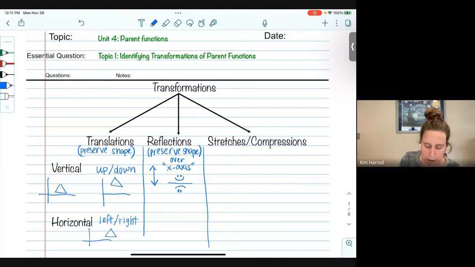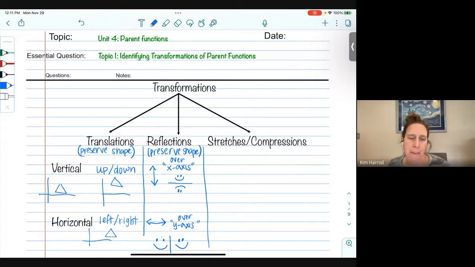And then we do the same thing when we go side to side reflections, and those are sometimes referred to as over the y-axis. And when we do that, so we have our smiley face here, and then we reflect it over the y-axis, and now it is here. You do have to use your imagination a little bit on my sketches here and imagine that I did preserve the shape nicely with those. So those ones are really straightforward to identify, and then usually everybody feels pretty successful with translations and reflections.